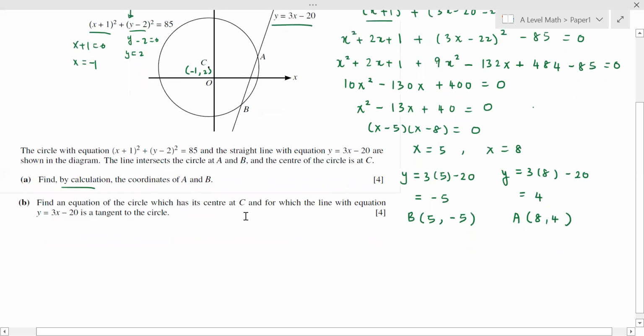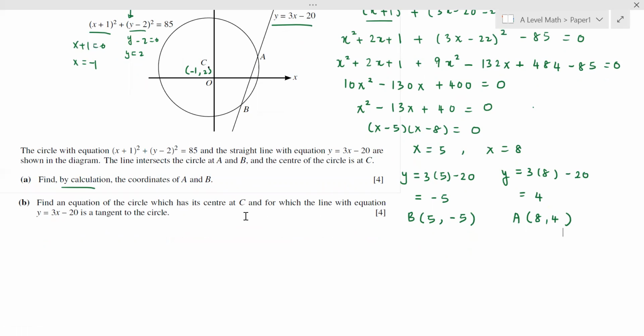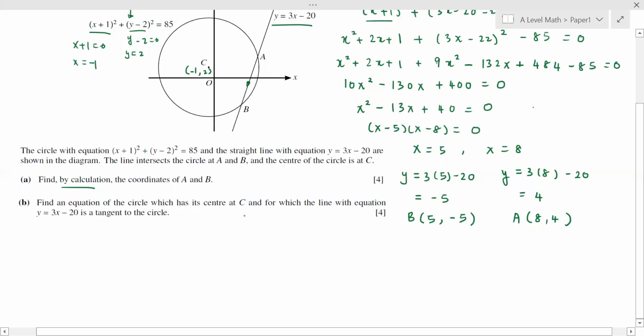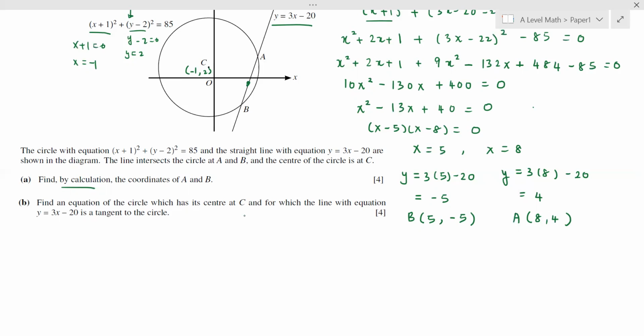Now look at part B. You need to find an equation of the circle which has its center at C. C has coordinates (−1, 2) that we established just now, and for which the line with the equation y = 3x − 20 is a tangent to the circle. So if this line is a tangent, the circle touches the line at only a single point, meaning that the radius will be much smaller than this square root of 85.